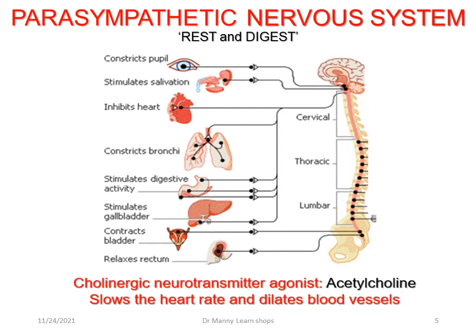When it comes to the parasympathetic nervous system, it's also referred to as the rest and digest system. And in this situation here, as we said, the cholinergic neurotransmitter agonist is acetylcholine, and it slows down the heart rate and it dilates blood vessels. So when you're going to sleep, for example, you don't need to have a tachycardia. You don't need to have a bradycardia either. You just need to have a slower heart rate.